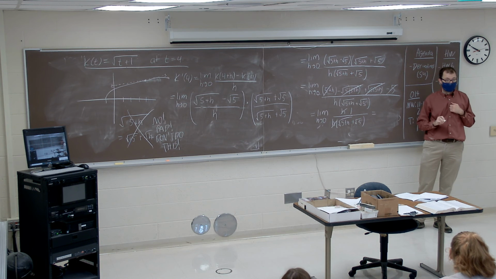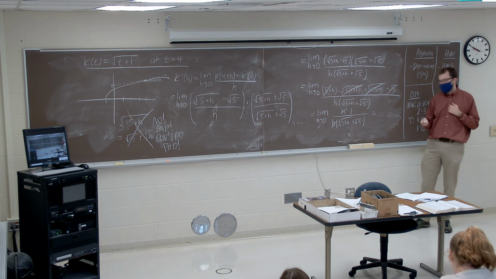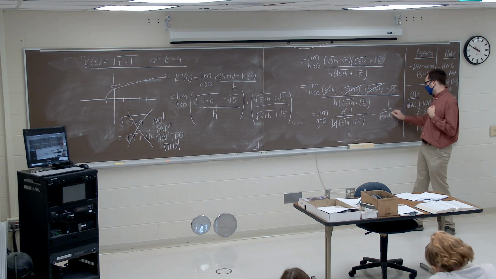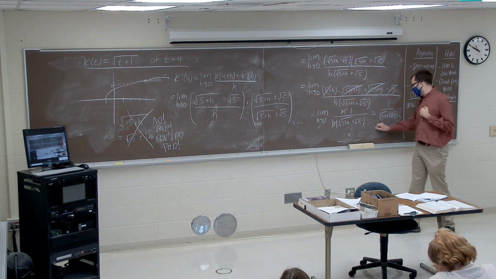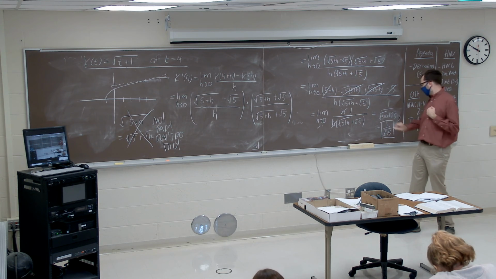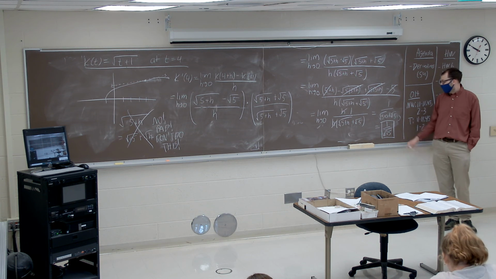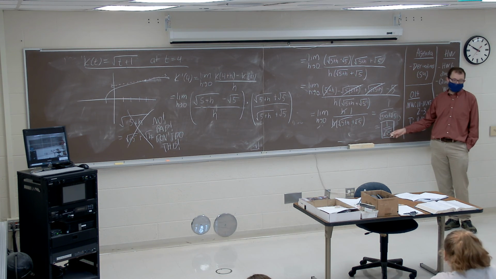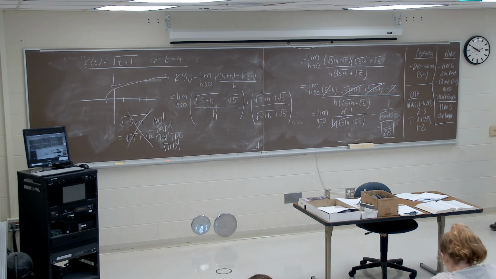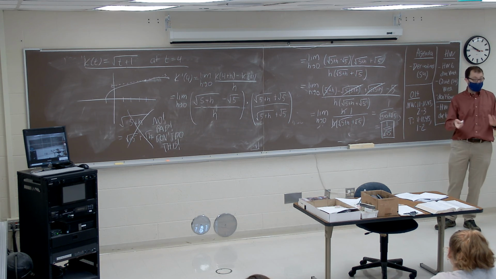Can't we just plug in 0 for h now? Oh, hey, we're no longer going to get 0 over 0 if we plug in 0 for h. In fact, we get 1 over 2 root 5. And that is our final answer. Because square root of 5 plus 0 is just square root of 5, and square root of 5 plus square root of 5 becomes 2 root 5.